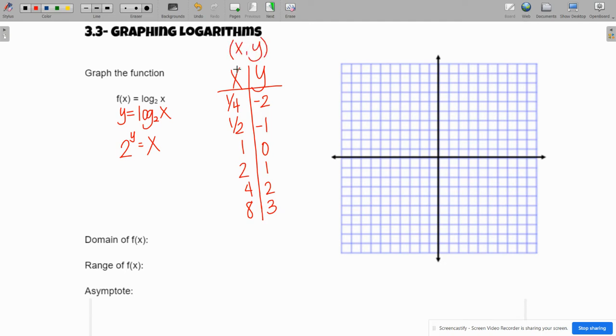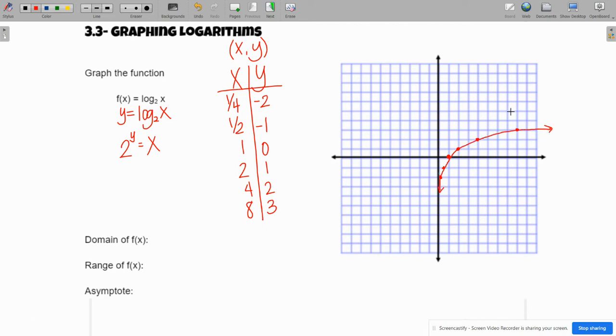Now, I still want to plot these points like typical points, x comma y. I'm not going to flip-flop them. So if I plot 1/4, -2, I go to the right 1/4 and down to -2, and we plot a point. 1/2, -1 would be a point here. 1, 0; 2, 1; 4, 2; and then 8, 3. So here would be our function f of x, which is a logarithmic function.